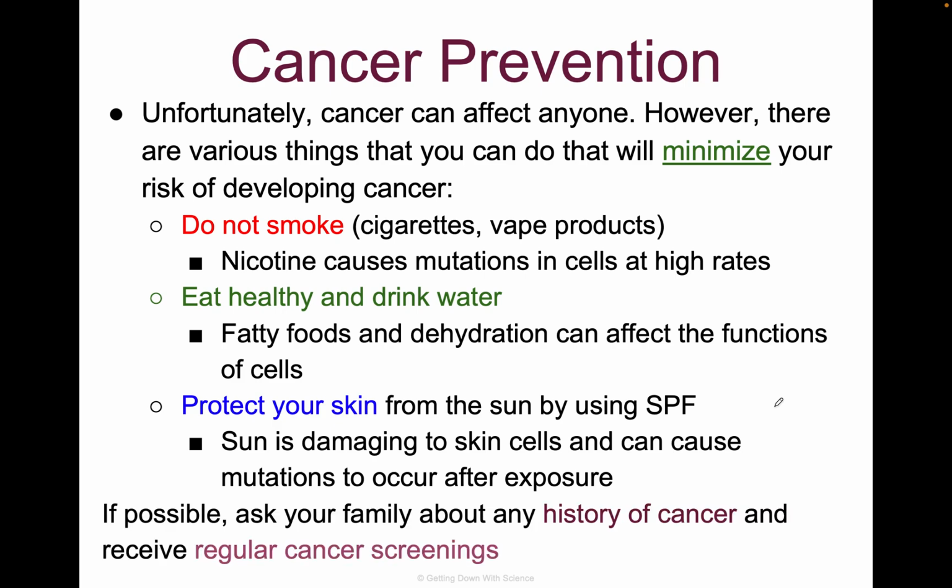If possible, ask your family about any history of cancer, and get regular cancer screenings. Cancer is sometimes genetic, so you can have a genetic component to it. Doesn't necessarily mean it's inevitable. If your mom had cancer, it's not inevitable that you're going to have cancer, but it may increase risk factors, right? Lead to higher chances of it.